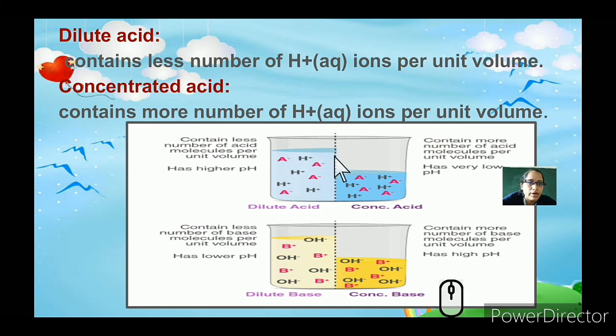So there is more water and fewer hydrogen ions. In a dilute acid, there will be more water and less acid. Here there is less water and more acid. In a base it's the same thing: a dilute base will have very few hydroxide ions and a low pH. But in the case of a concentrated base, there will be more hydroxide ions.